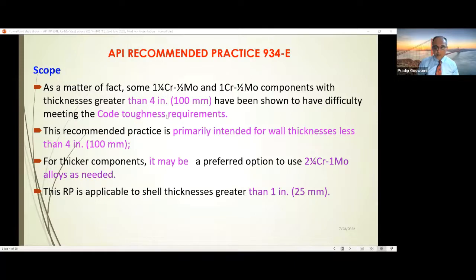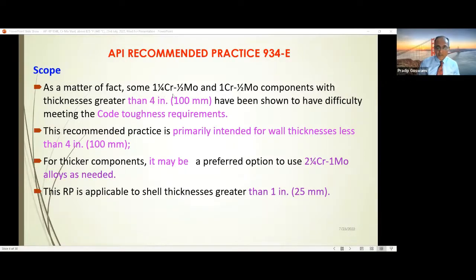Why is this so? Basically, there are a lot of things to talk about. The issue is that half percent molybdenum is not adequate to keep the notch toughness. Whereas if the moly is increased from half to one or so, probably you can get a good notch toughness. But again, there are other service issues also, which ASME doesn't want to change probably.